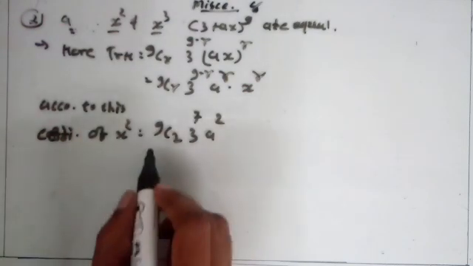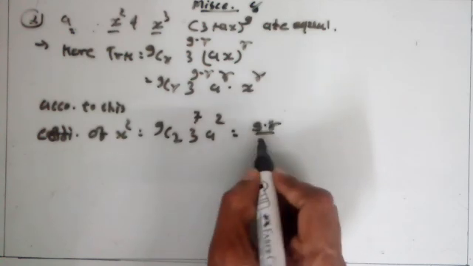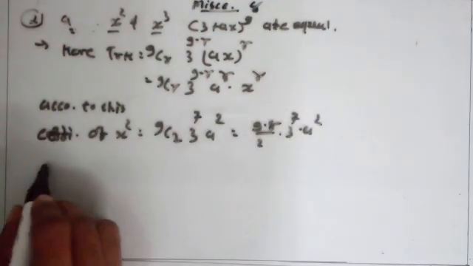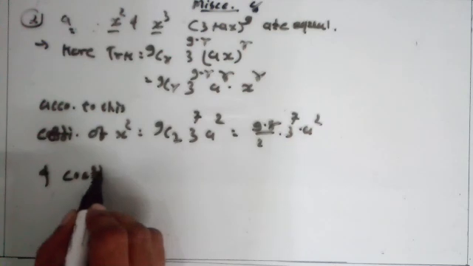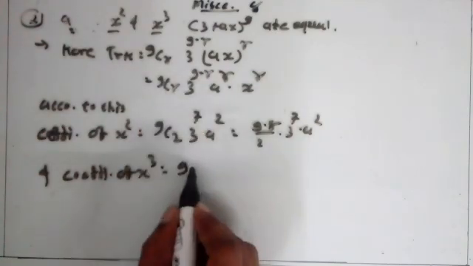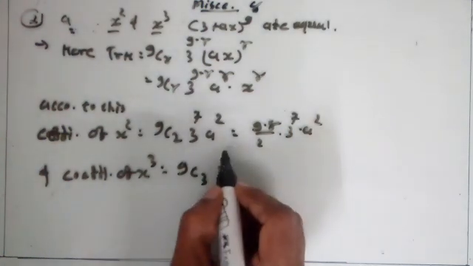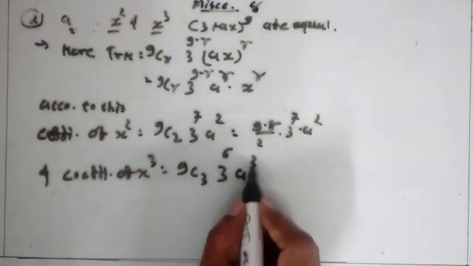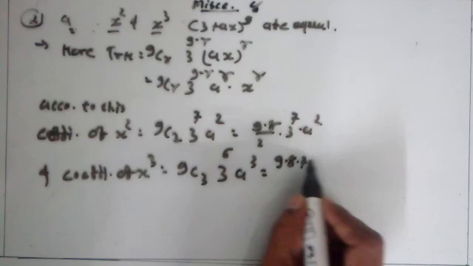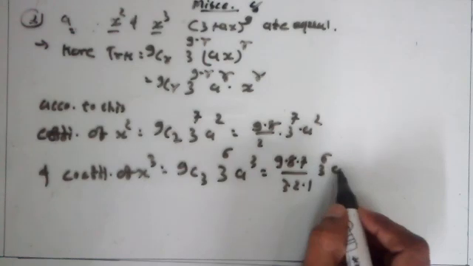Okay, is equal to 9 into 8 upon 2 into 1, into 3 raised to 7, into a raised to 2. And the coefficient of x raised to 3 is equal to, same, 9C3, r is equal to 3, 3 raised to 9 minus 3, that is 6, a raised to 3. Okay, so simplify this: 9 into 8 into 7 upon 3 into 2 into 1, 3 raised to 6, a raised to 3.